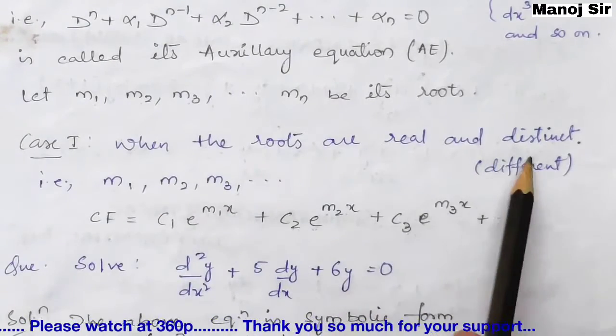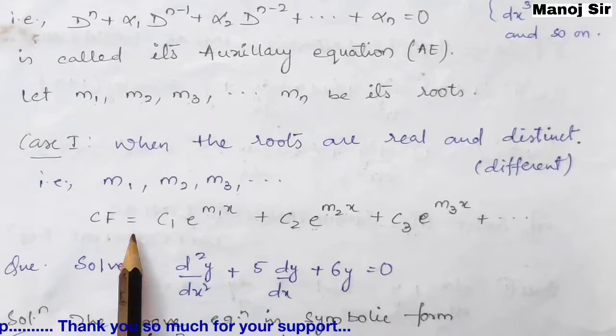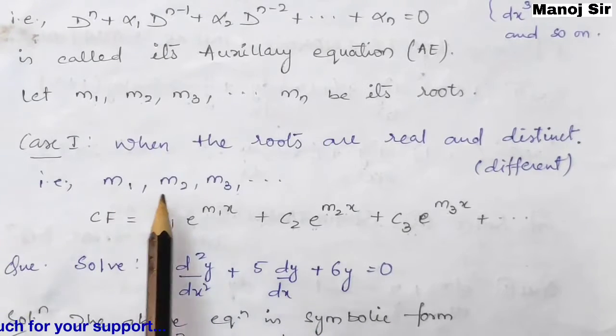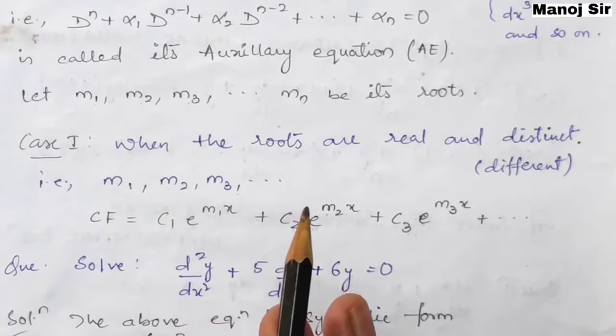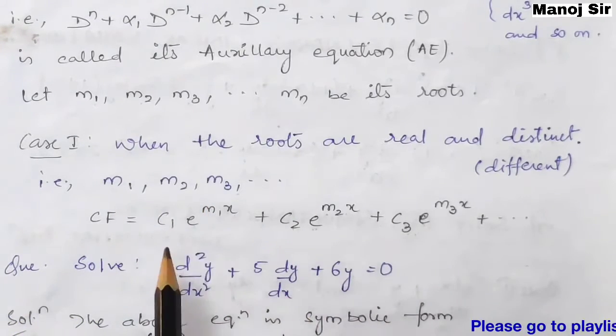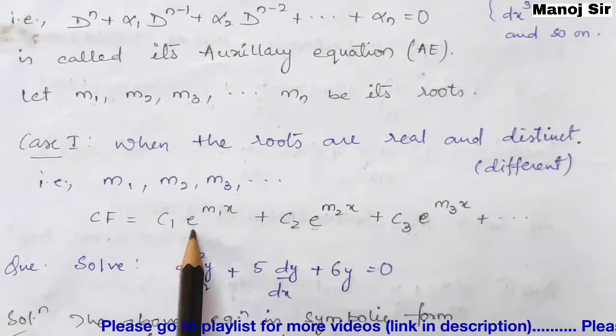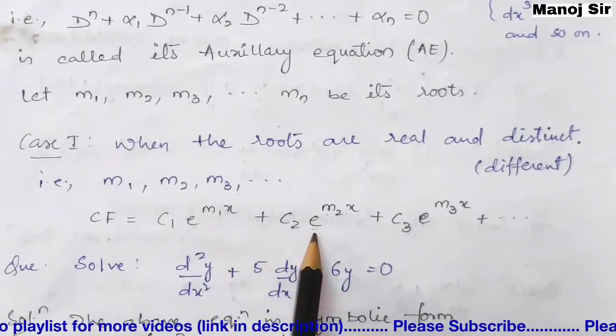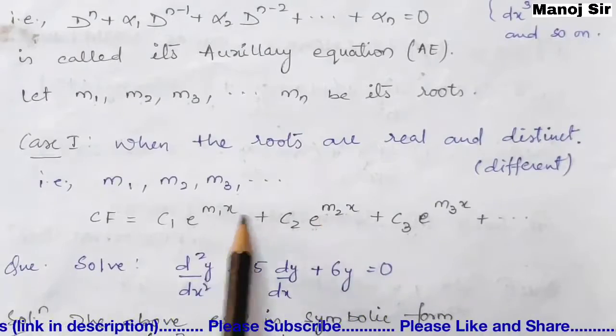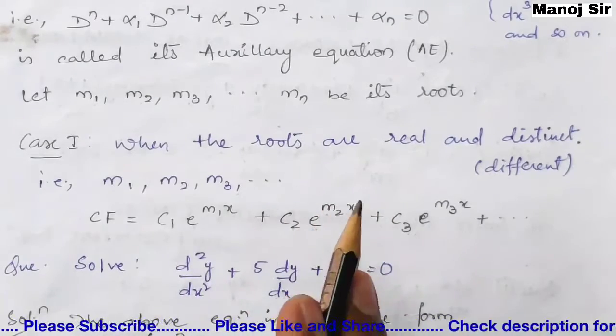When the roots are real and distinct, in that case CF equals to C1 into e to power m1x plus C2 into e to power m2x. Here m1 and m2 are both roots of the auxiliary equation.